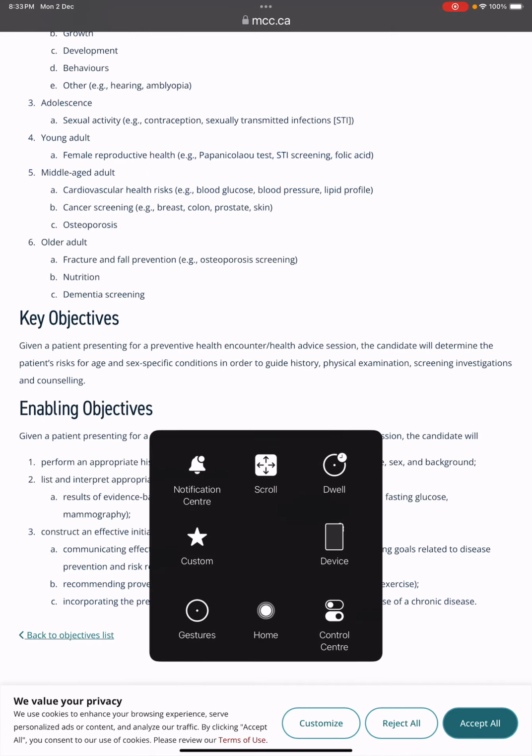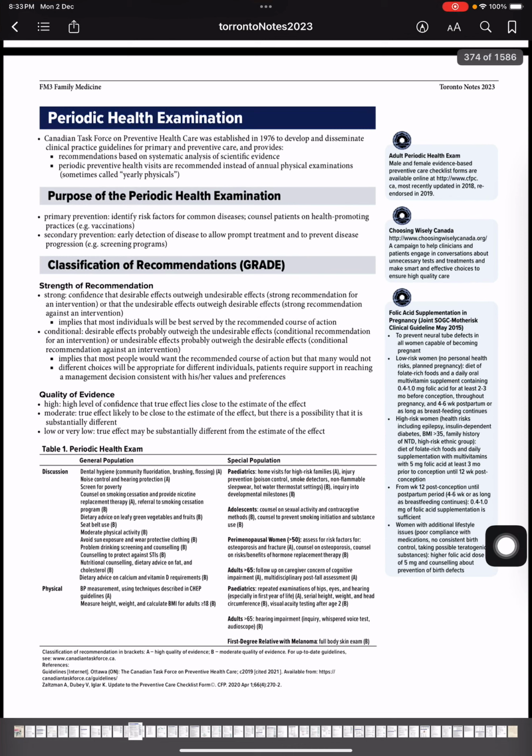Okay. Now we will move on to the Toronto Notes part of the periodic health examination. The Canadian Task Force on Preventive Health Care was established in 1976 to develop and disseminate clinical practice guidelines for primary and preventive care. You don't need to remember the date. Recommendations are based on systematic analysis of scientific evidence. Periodic preventive health visits are recommended instead of annual physical examination. So this is something that you need to know, that in Canada you usually prefer periodic preventive health visits, where you frequently see the patient and talk to them about preventive health rather than just seeing them once yearly and doing everything together. No, it's better if you do periodic health examinations. On the right side, we see a small box which says Adult Periodic Health Exam.